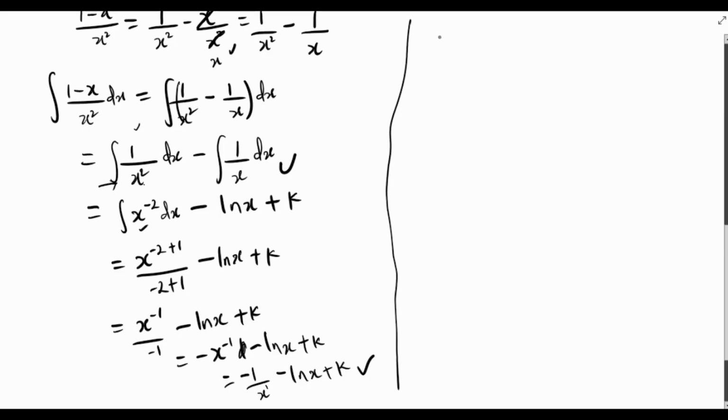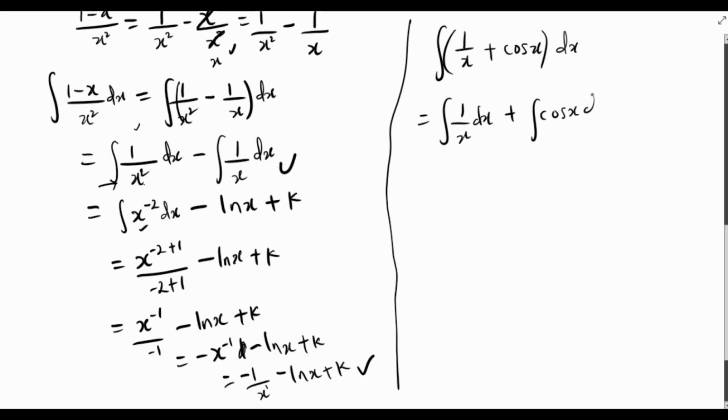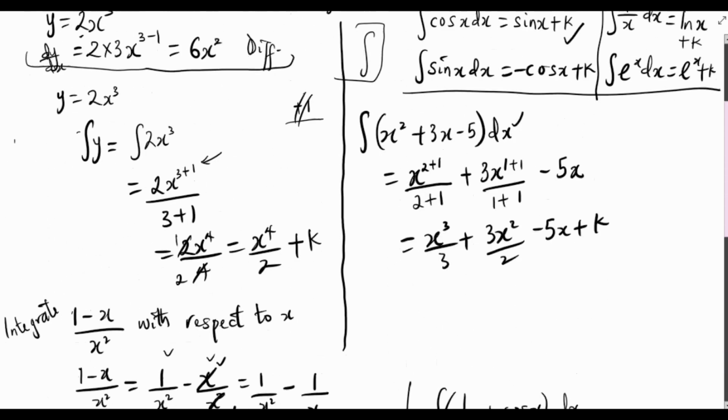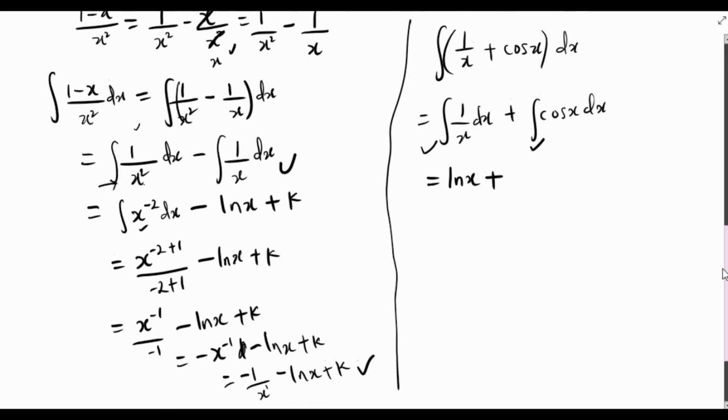Okay. So we have this question, integral of 1 over x plus cos x. I'm told to integrate this with respect to x. Okay, so we can just separate it, 1 over x dx plus cos x dx, right? And we said the integral of 1 over x is ln x. Good. The integral of cos x, if we go up, we said that is sine x, right? So sine x plus k. This is your final answer for this question.